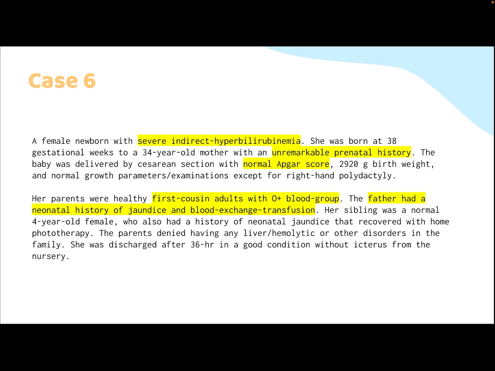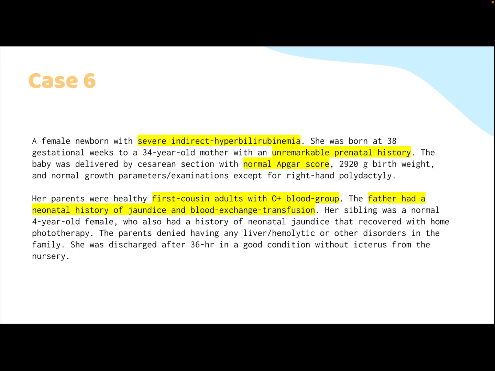She's normal. She has nothing except right hand polydactyly. This polydactyly is probably an isolated anomaly. It can be part of other diseases. Her parents are healthy. They are consanguineous. Their blood group is O+.